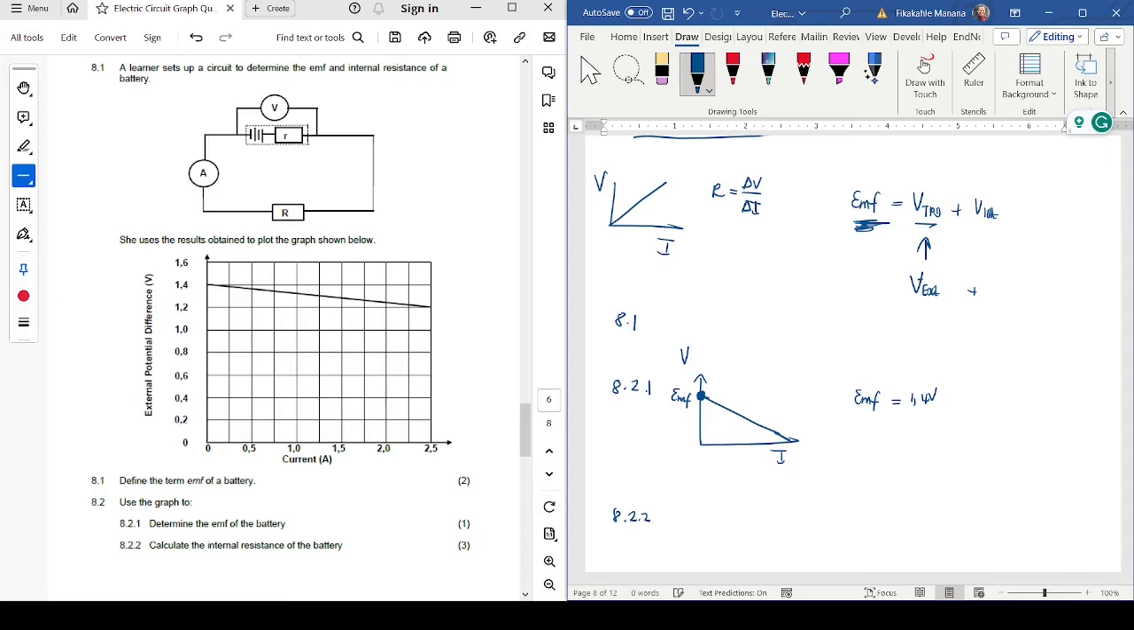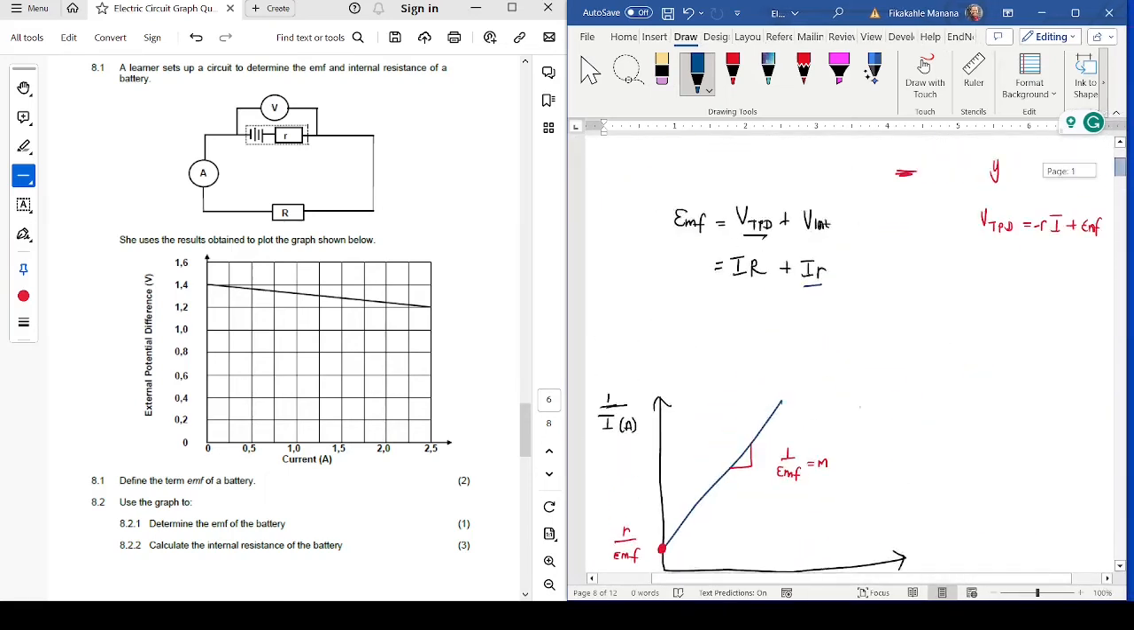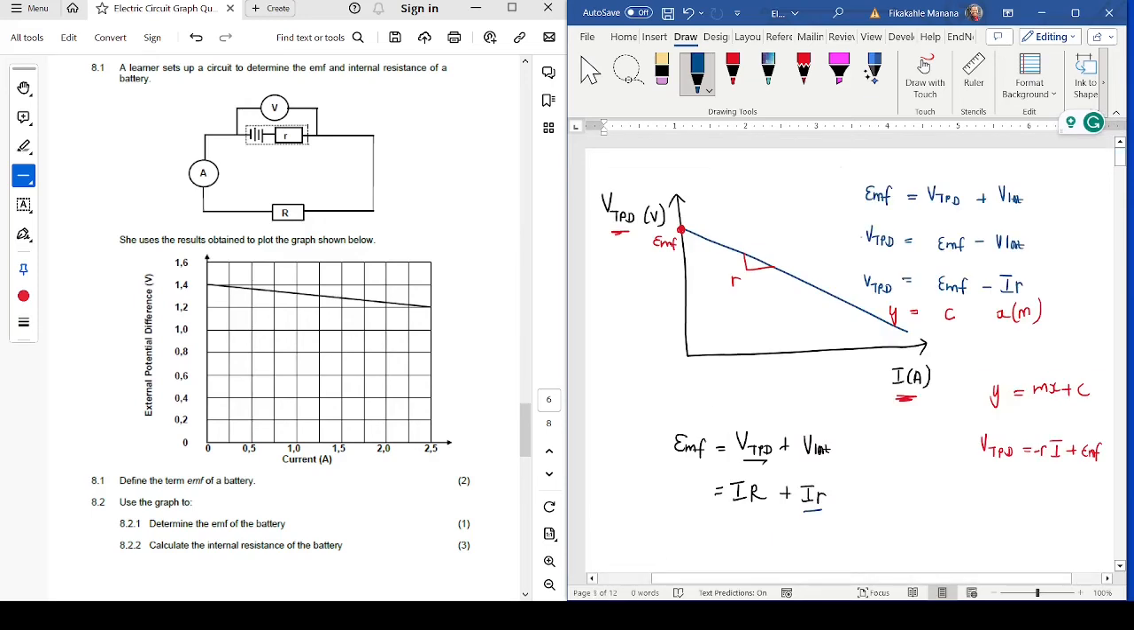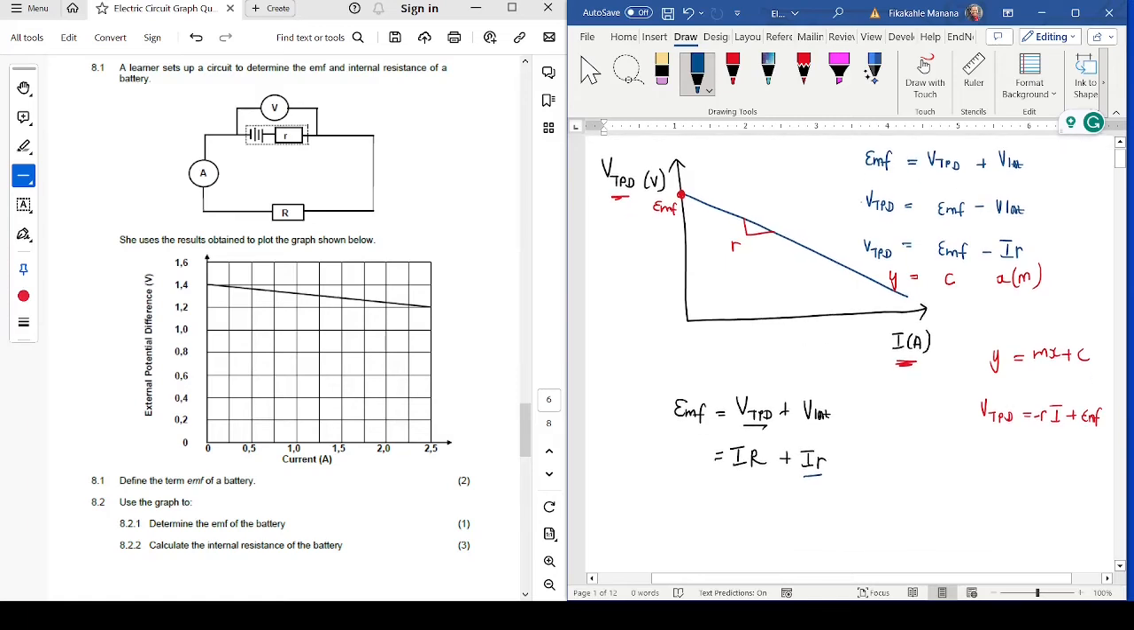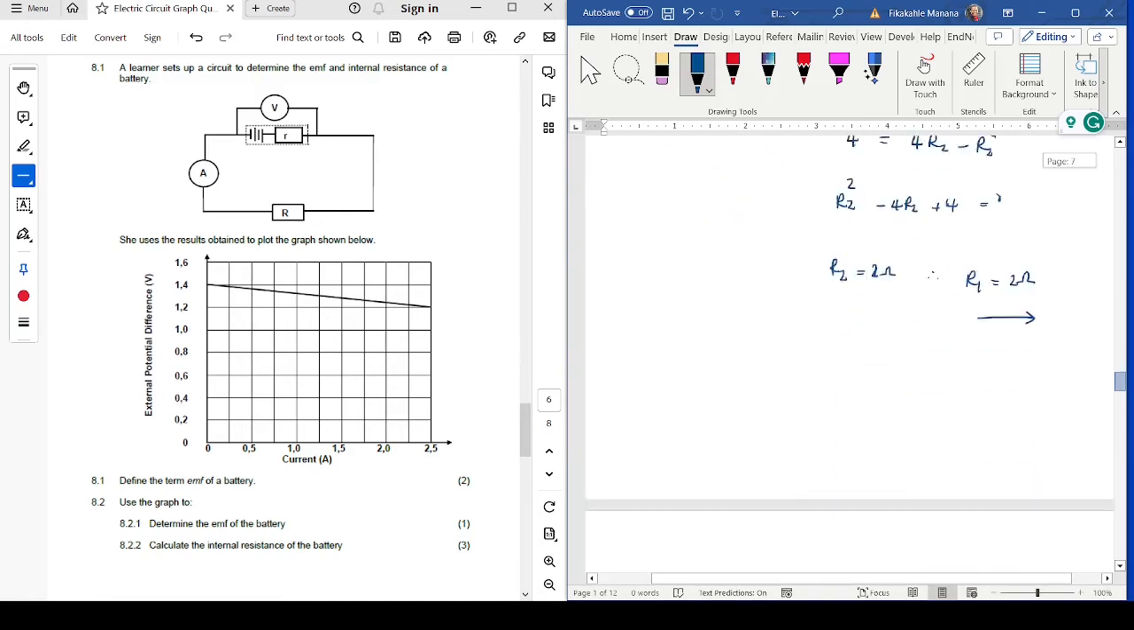8.2.2. Calculate the internal resistance of the battery. Okay, going back to our graph, where was the internal resistance again? So yes, the internal resistance was our gradient. Okay, hope you remembered. So yeah, let's calculate the gradient.